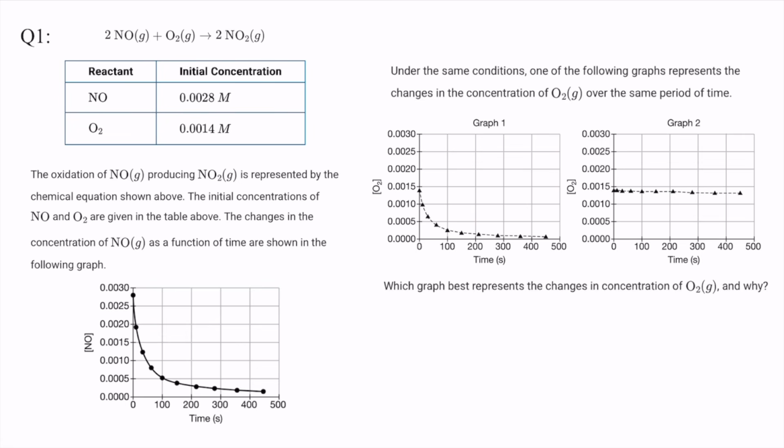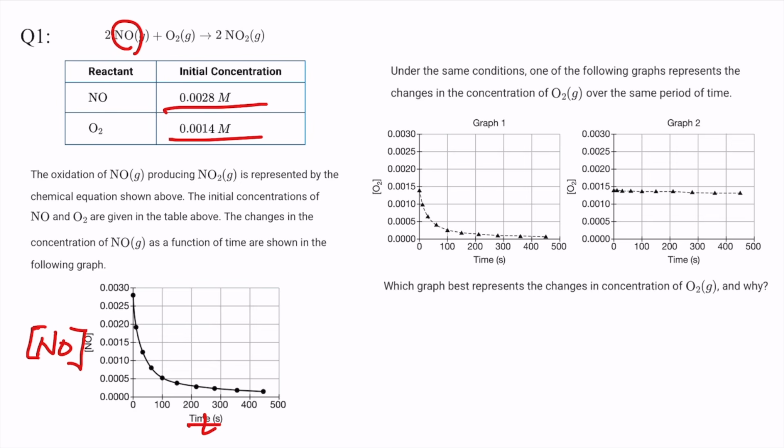And here there are a few concept check problems for College Board. Question number 1. Here we have a chemical reaction of 2 moles of nitrogen monoxide reacts with 1 mole of oxygen to produce 2 moles of nitrogen dioxide. And the initial concentration for reactants are right here, 0.028 molar and 0.014 molar. The oxidation of nitrogen monoxide producing nitrogen dioxide is represented by the chemical equation shown above. The initial concentrations are given. The change in the concentration of nitrogen monoxide, which is the reactant, as a function of time are shown in the following graph.